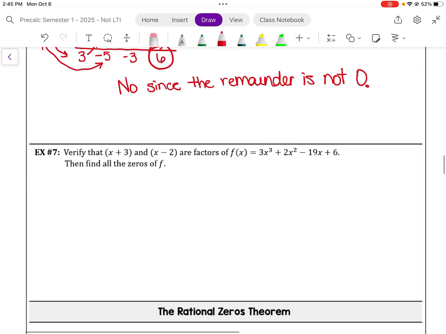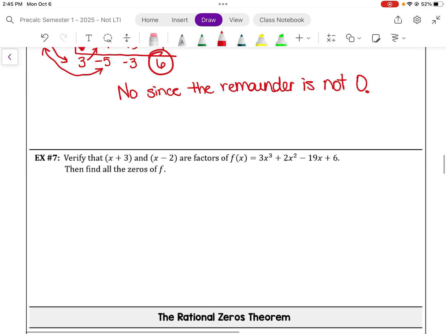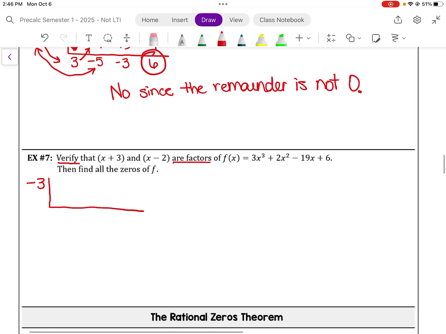All right, still dividing, but now we are doing something different. It says verify. So if it says verify, that means whatever we're doing is already true. Okay, that x plus 2 and x minus 2 are factors. Factors, remainder is 0. Okay, and then we're going to find all of the zeros of f. Okay, so if I start with x plus 3, that means I'm going to put a negative 3 on the outside.